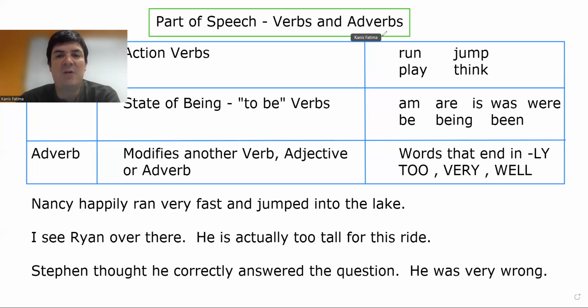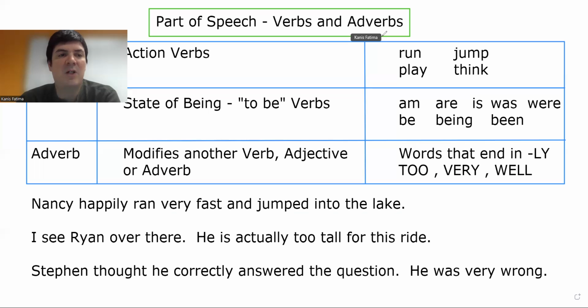To find your adverbs, you look for four common things. First, words that end in ly. Most of the time, if you see a word and the last two letters are ly, that is most likely an adverb. The other common words to look for are to, too, very, and well. So when looking for your adverbs, look for these four things.